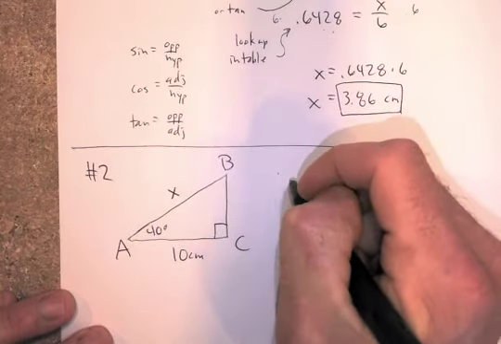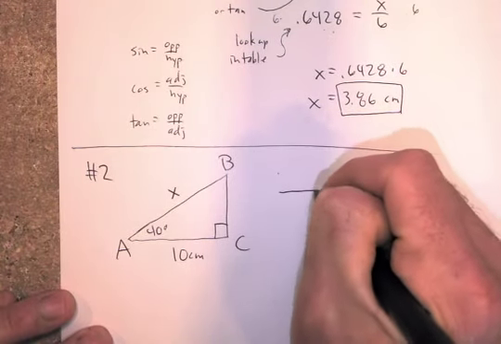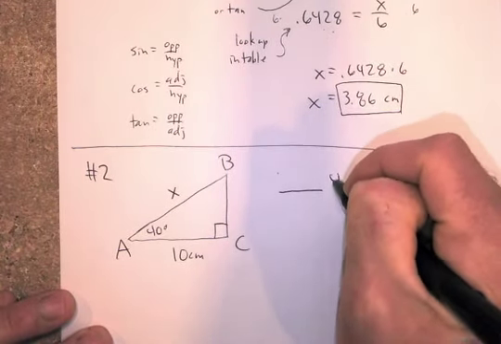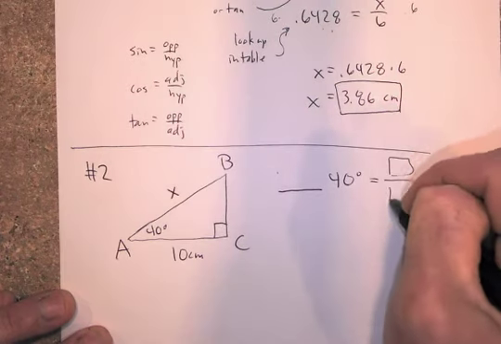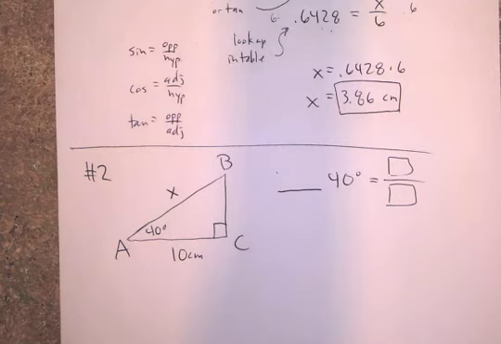Okay, first off, same thing. I'm going to put the angle right here so I know what angle I'm dealing with. And then over here I've got to put in the ratio. So what am I dealing with?